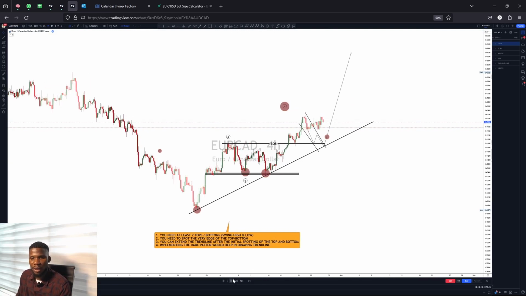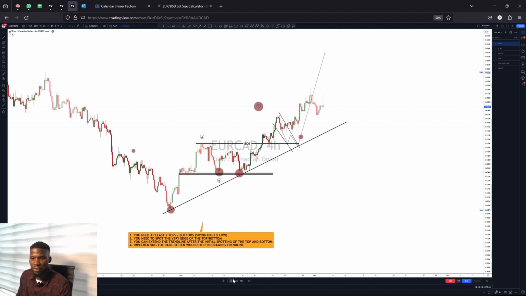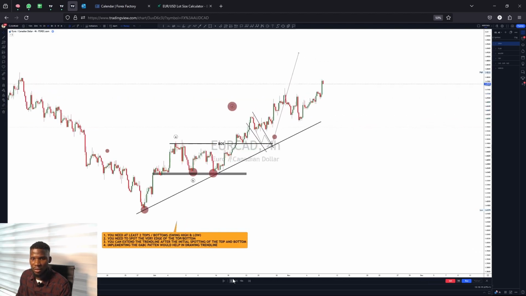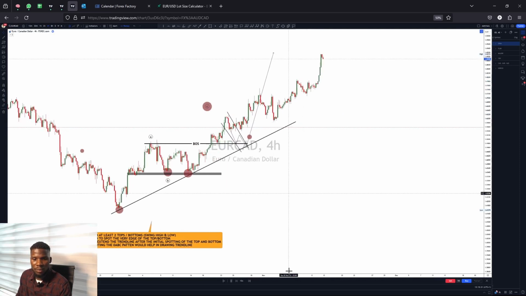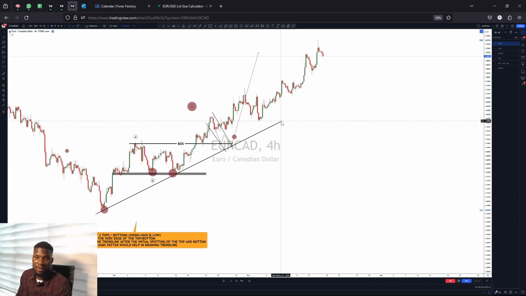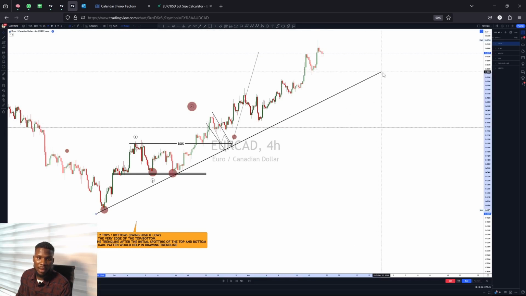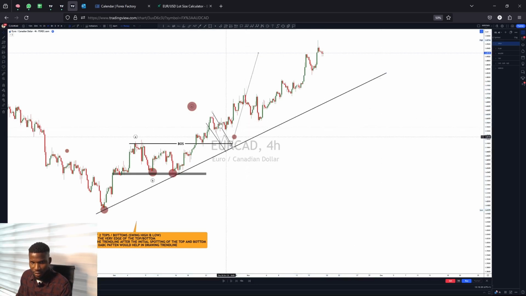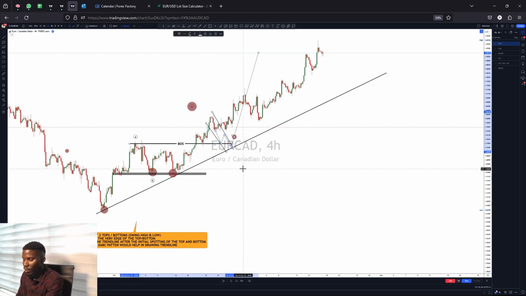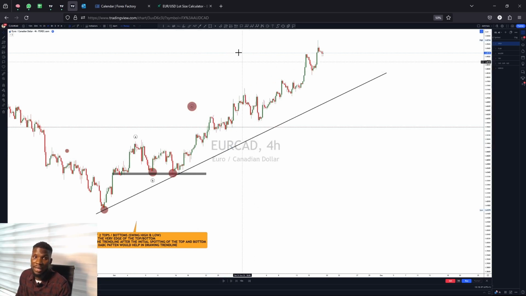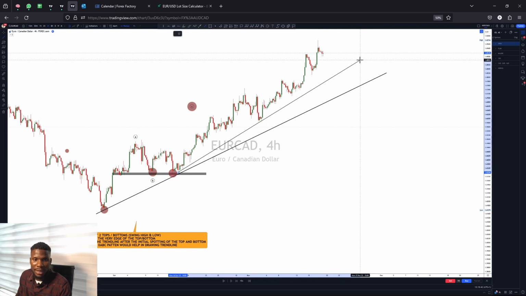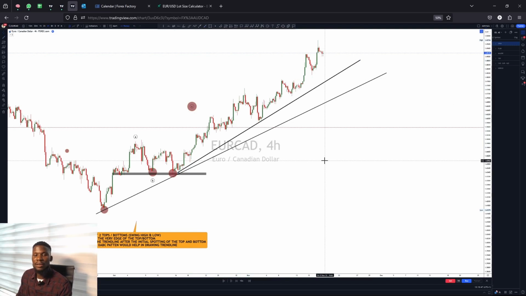So let's see. I'm not sure it actually comes back down, but let's see if the market actually does. It didn't come back to retest our trend line ever since. Now that we have something like this, there's another way to go about this when the market fails to come back to your trend line. And that is why we have something like this. You can as well draw something like this.